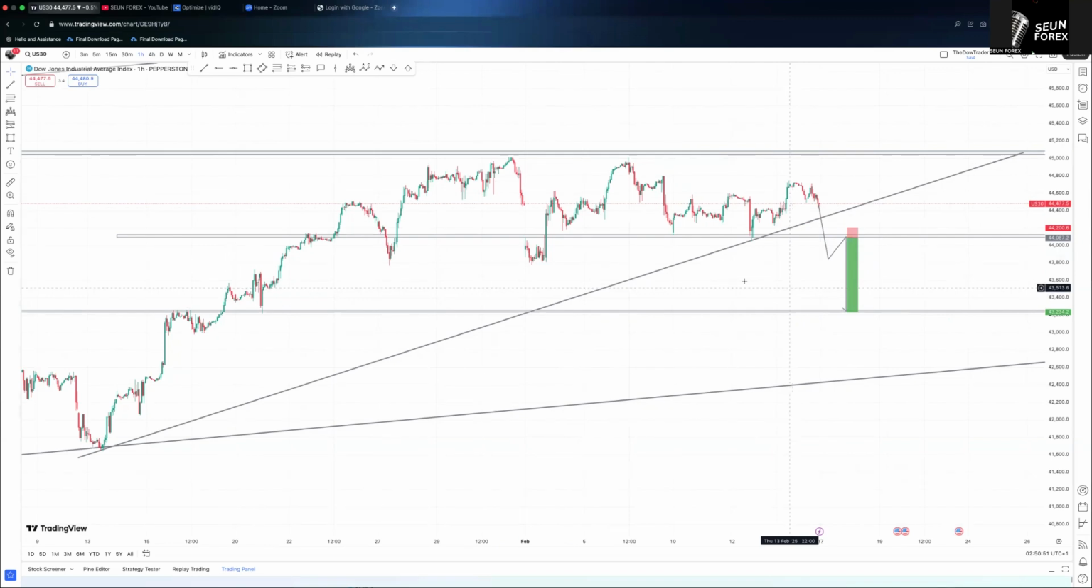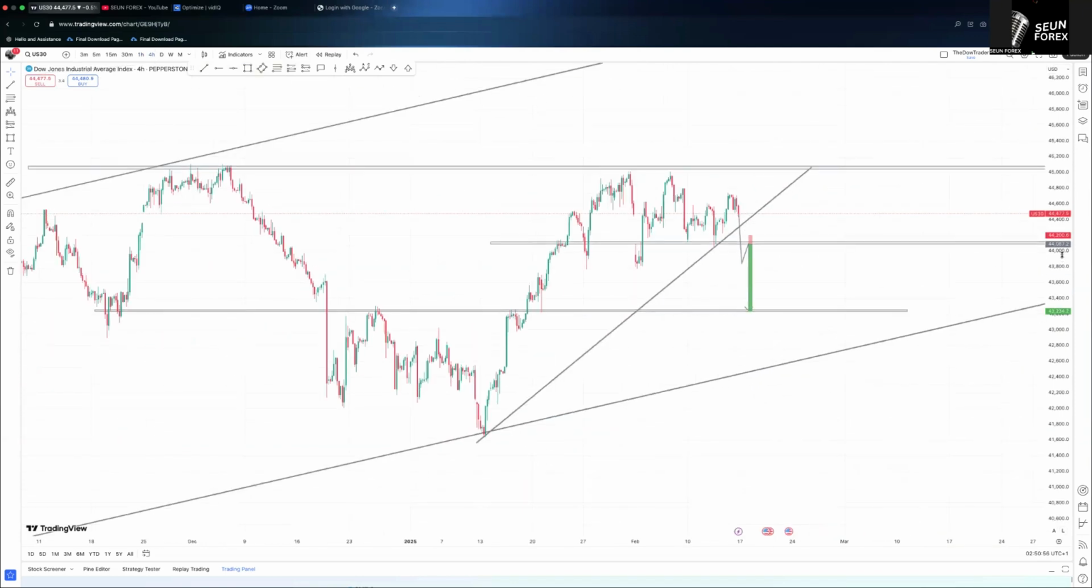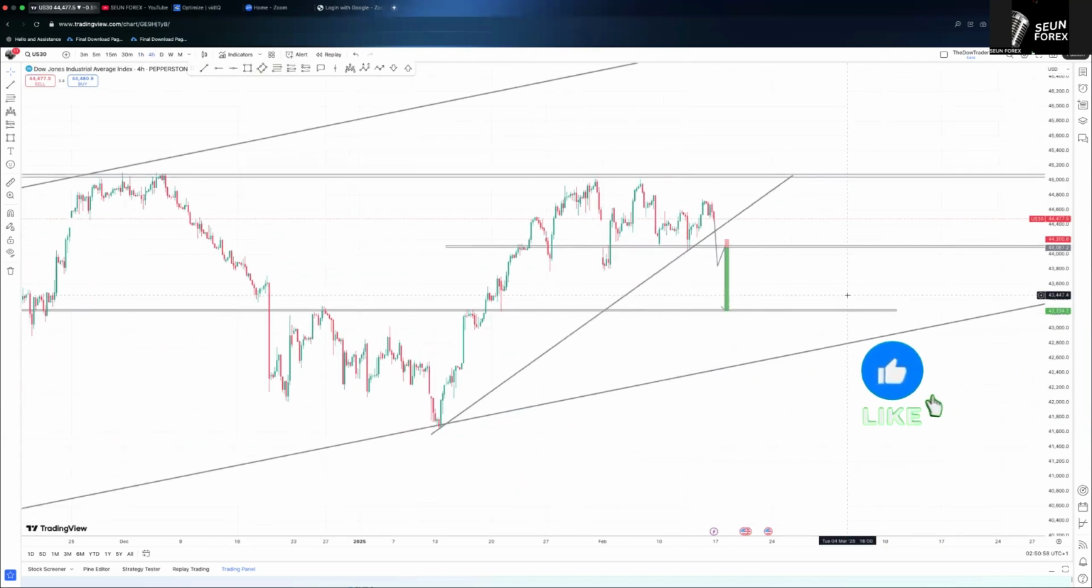But this is US30, one of the most volatile markets in the world, like gold. These indices are extremely volatile, but it's amazing. If you are on the right side of this market, you will love it.